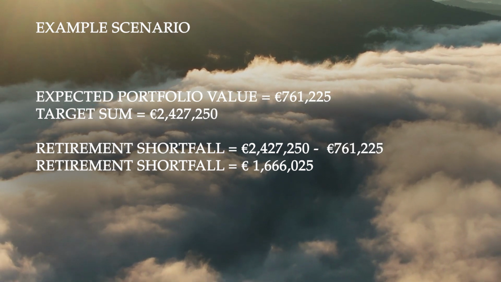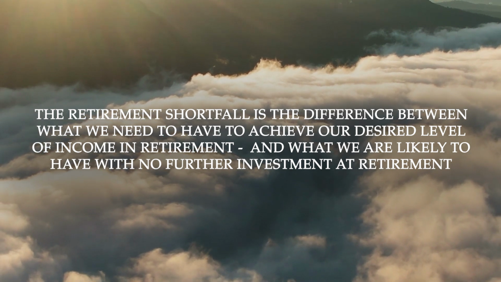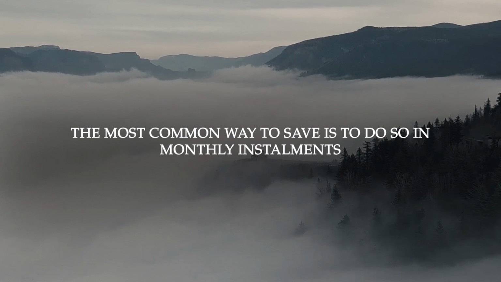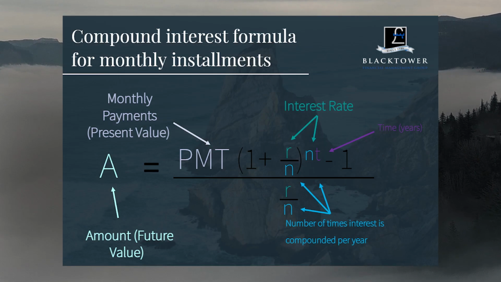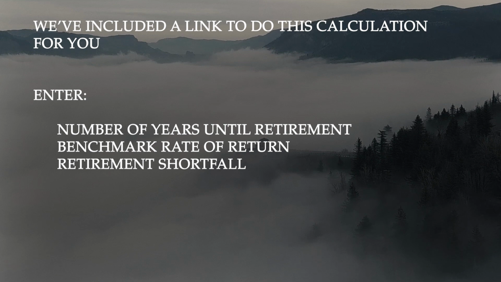So now we've calculated that figure, it's important to understand how we can then make up that shortfall. Now, traditionally, the most common way to invest towards funding retirement is by investing on a regular basis. And that requires a calculation, which is the monthly compound interest formula, which is incredibly complicated, and I'm not going to force you guys to do it at home. So we have included a nice, easy link for you guys to just put in your details, and it'll spit out the amount of money that you need to invest on a monthly basis over your desired level of time at your preferred benchmark rate of return to achieve your desired retirement shortfall figure.